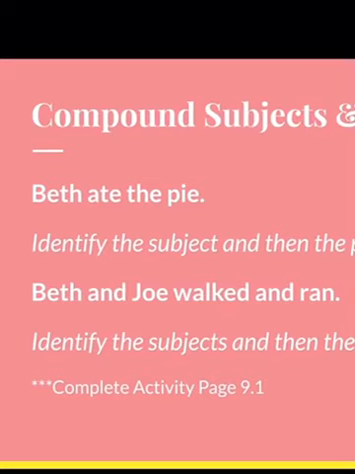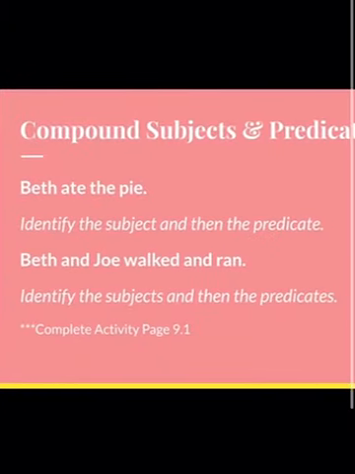So let's look at our first example and identify the subject and then the predicate. Beth ate the pie. What is the subject? You're right, Beth. That's who the sentence is about. And then the predicate. What is the predicate of this sentence? You're right. It is ate the pie. Okay, so we have Beth for the subject, and then for the predicate, ate the pie. Remember, predicate tells what that person is doing. So Beth ate the pie.